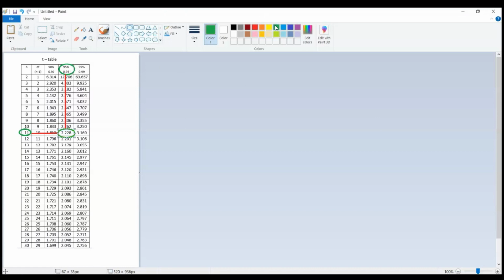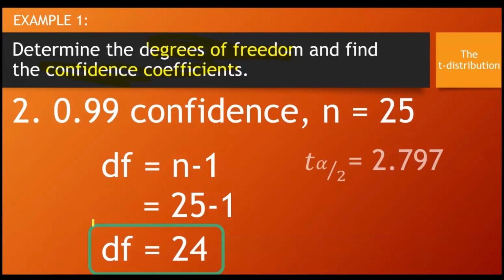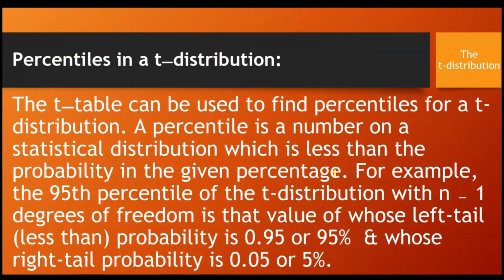0.99 and our sample size n is equal to 25. So where these two values cross, that's our confidence coefficient, or the critical value of t. So they cross at 2.797. Hence, we can say that the confidence coefficient of the given situation, 0.99 confidence and n equal to 25, is 2.797. Next, let's talk about the percentiles in a t-distribution.